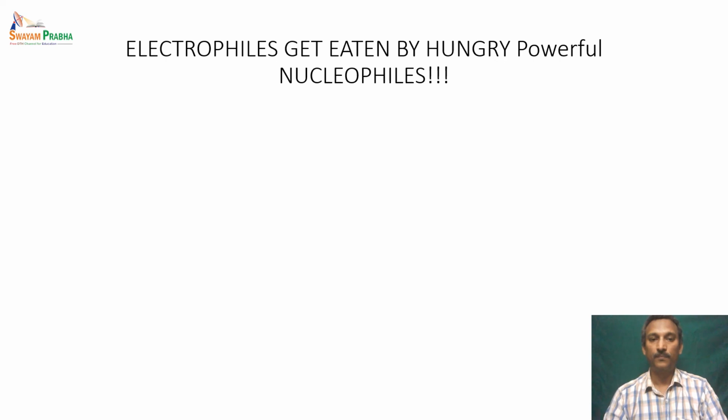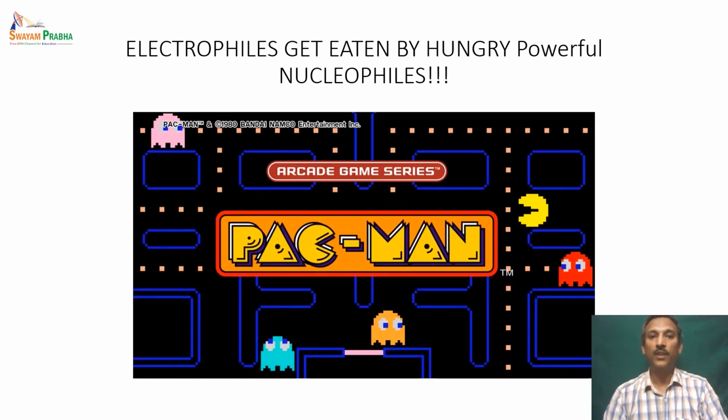Now I'm going to show an important thing for you to remember very easily. Remember all the time, electrophiles are eaten by hungry, powerful nucleophiles. So that means plus charges are neutralized by the negative charges. Remember, if you play video games, you may also have seen this particular game, Pac-Man, where this one eats up the dots. You can assume that these dots are nothing but your electrophiles, which are being eaten out by this particular Pac-Man. So this is an arcade game people used to play long back.